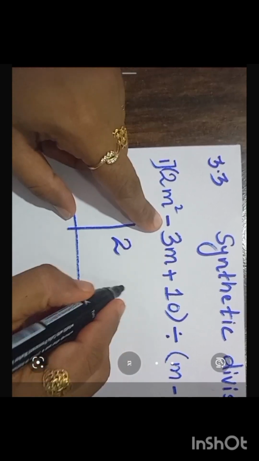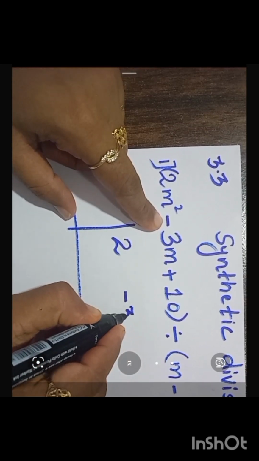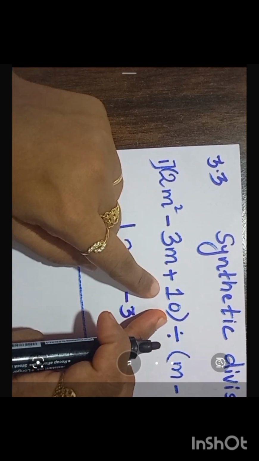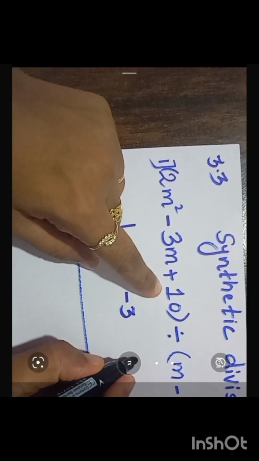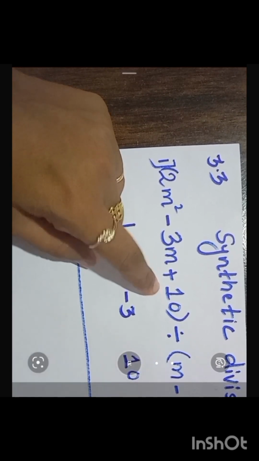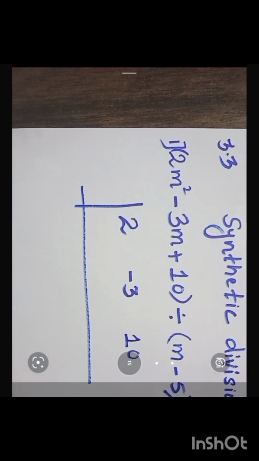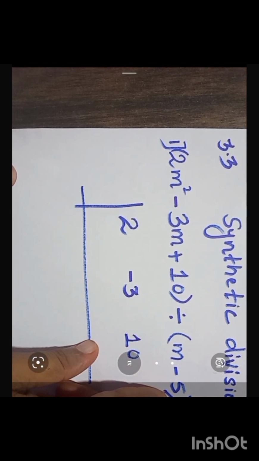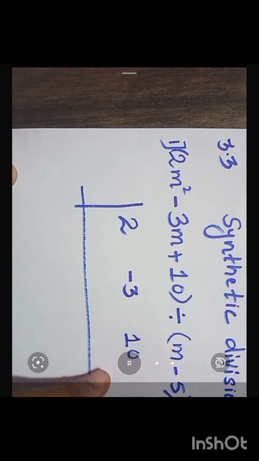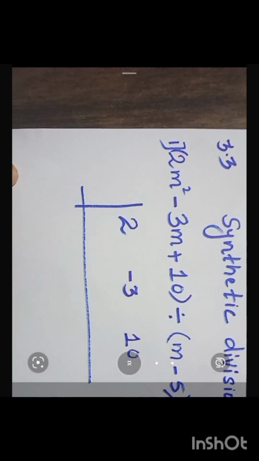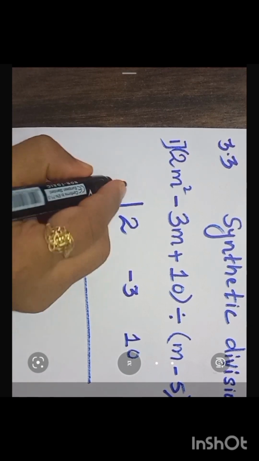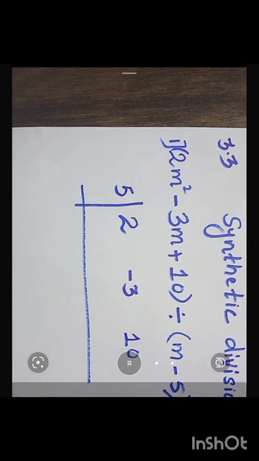Now we will be writing the coefficients. The coefficient of m square is 2, the coefficient of m is minus 3, and the coefficient of m raised to 0 is plus 10. Now for the second polynomial which is given, I am going to take the additive inverse of that term. It has minus 5 in the second polynomial, so I'll take the additive inverse. The additive inverse of minus 5 would be plus 5, or I can say 5. So I'll be writing 5 here.